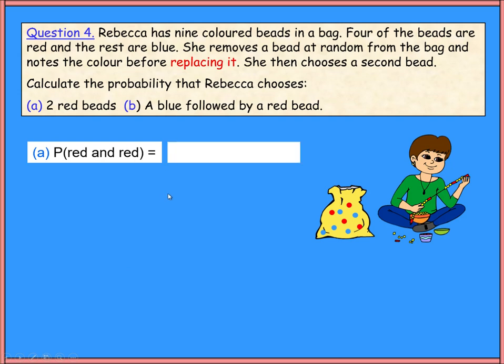A red and a red. 4 out of 9 on the first go, and then 4 out of 9 to choose it again because she's put it back in. When you multiply that, you get 16 out of 81.